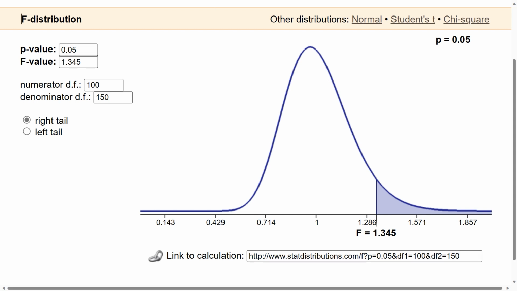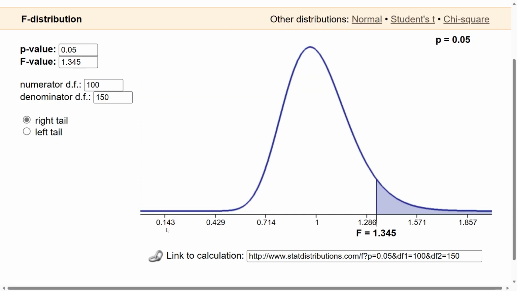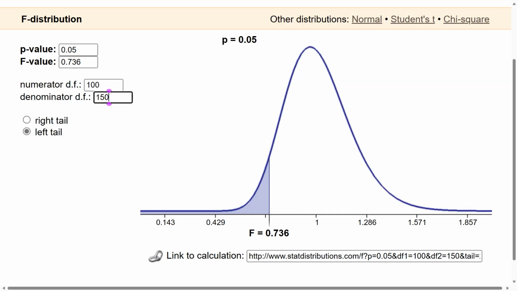When you have a level of significance of 0.05, what you get is a critical value. Here it's F, so the critical F value we get is 1.345, which is on the right tail. If I move to the left tail, your critical value will become 0.736. Okay, so let me change this first.